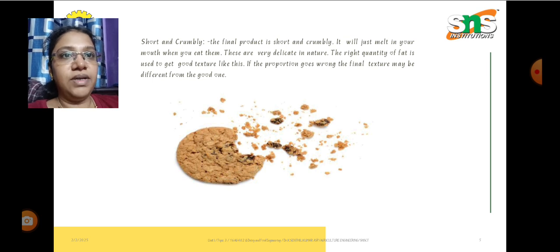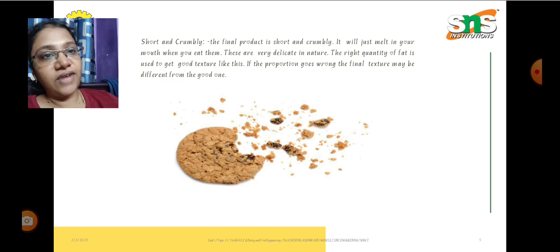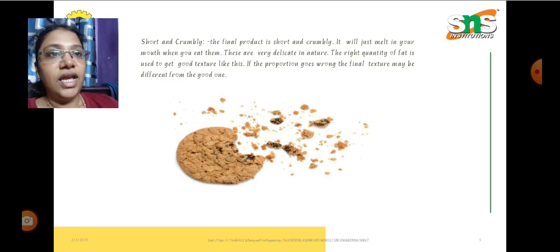Short and crumbly means the final product will be very short and crumbly, so it will just melt in your mouth when you consume it. These are very delicate in nature. The right quantity of fat used in the preparation plays a major role in giving a final good texture like this short and crumbly texture. If the proportion goes wrong, then the final texture may be different from the good one.